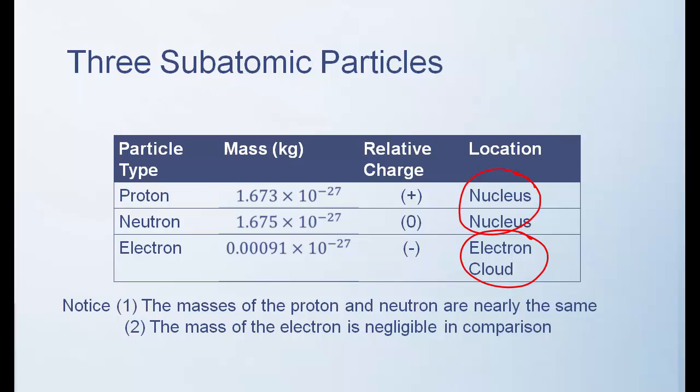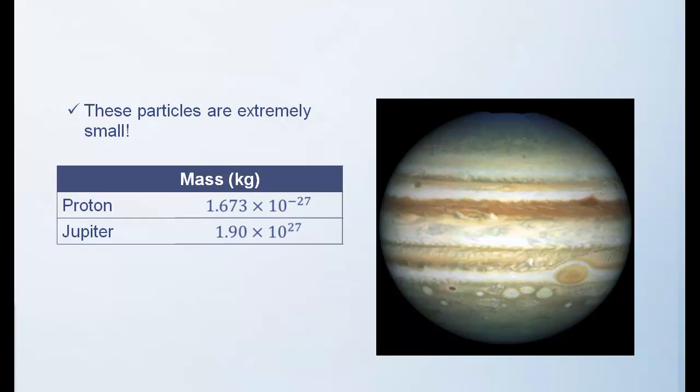small in comparison. And just to give you an idea how small we're talking about, the proton specifically is as small, if you look at its power of 10 here in the scientific notation of its mass, as Jupiter is large. So if you want to think about 27 orders of magnitude going either direction here, that just gives you an idea how small we're talking about when we say the proton is small.